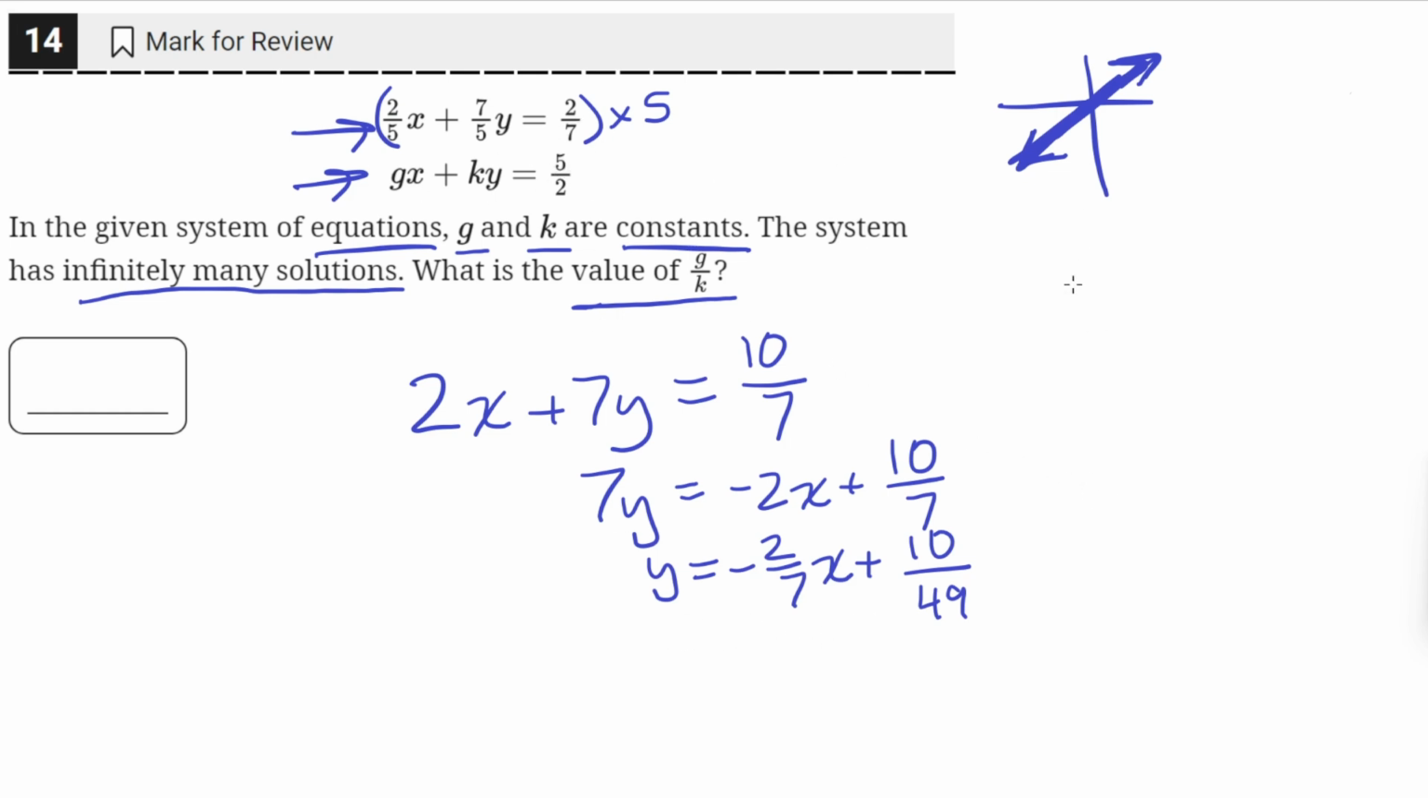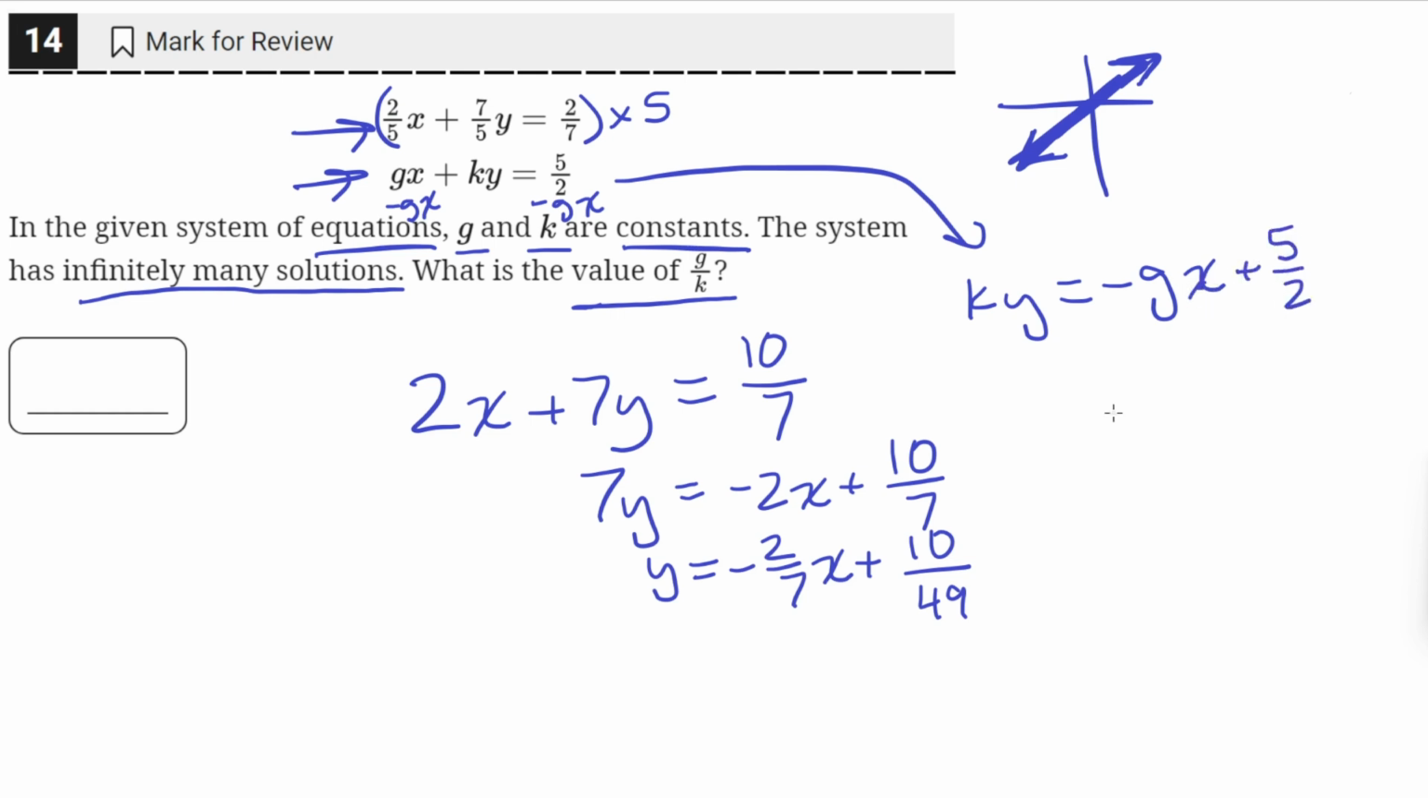Now let's rewrite the second equation in terms of just y. So put it into y equals mx plus b format. We'll do that by moving the negative gx to the other side by subtracting it from both sides. So we'll be left with ky equals negative gx plus 5 over 2. And then we'll divide both sides by k. So we'll be left with y equals negative g over k x plus 5 over 2 divided by k.